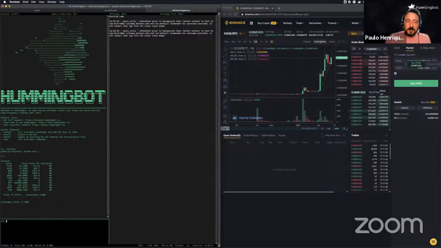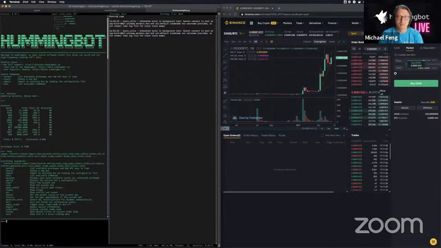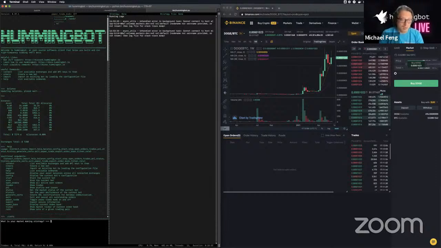So initially, let me use the create command. By the way, in Hummingbot, you can always type help to see a list of commands. And then I'll use create to create a strategy. The space bar brings up the list of strategies, and I'll pick the Avellaneda market making one.